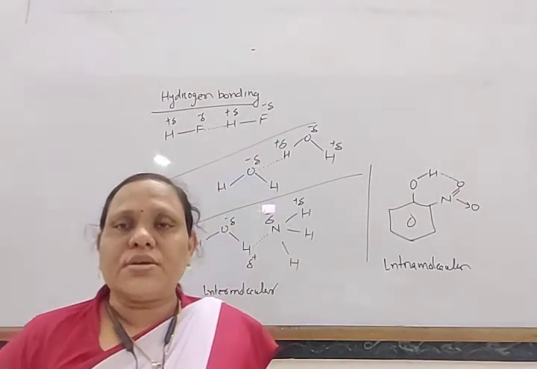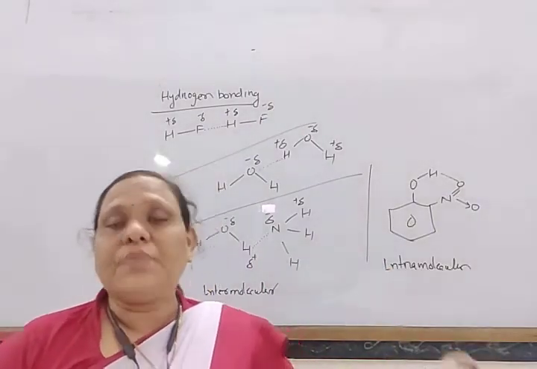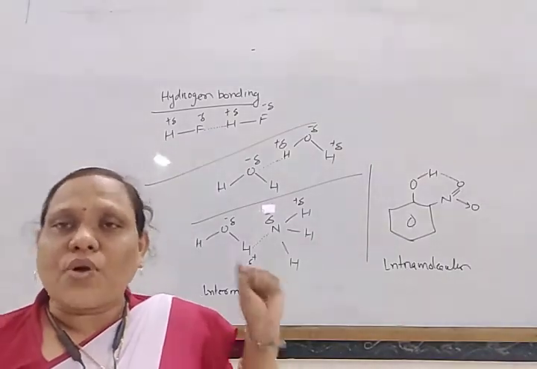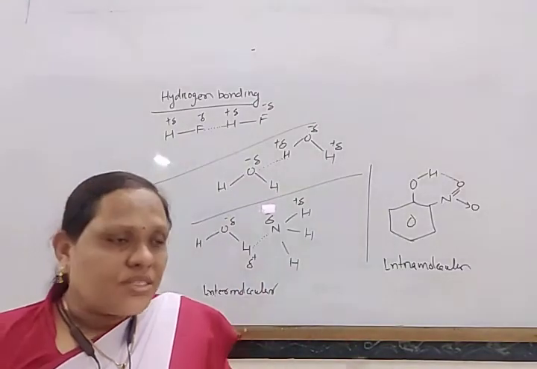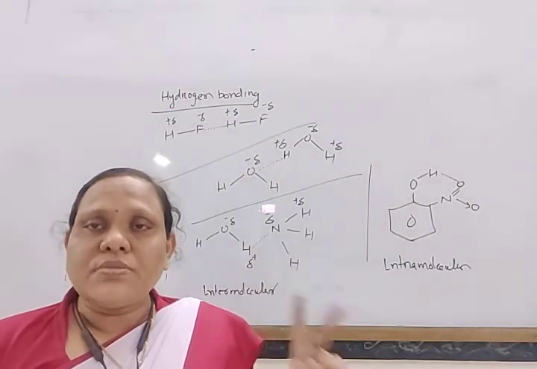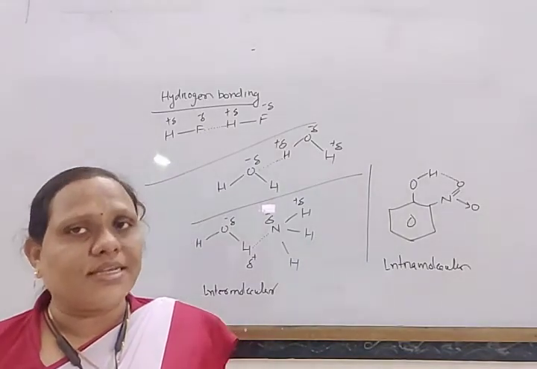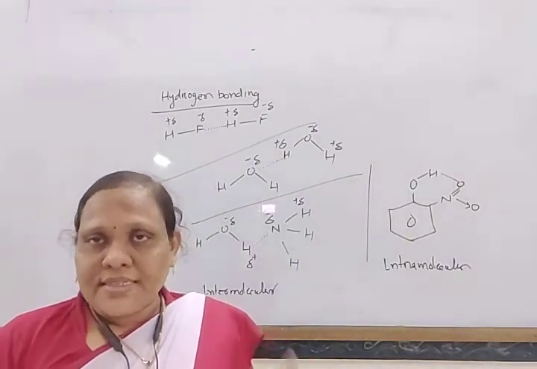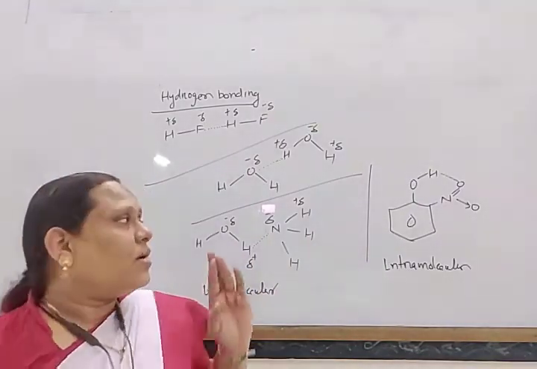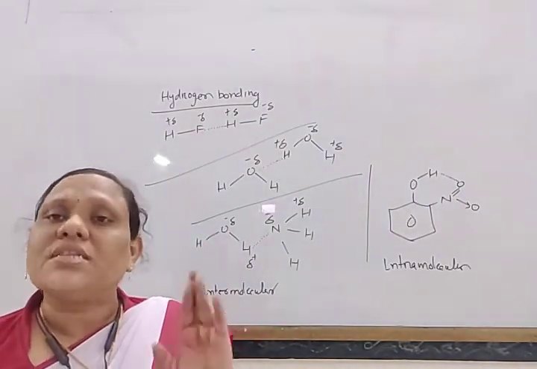So the force of attraction which binds the hydrogen atom of one molecule and the electronegative atom of another molecule of the same type or different type is known as a hydrogen bond, represented by dotted lines. There are two conditions for hydrogen bonding. There should be one hydrogen atom, the hydrogen atom should be attached to an electronegative atom, and the electronegative atom should have a smaller size, so that a dipole is created easily. So fluorine, oxygen, nitrogen satisfy these conditions.